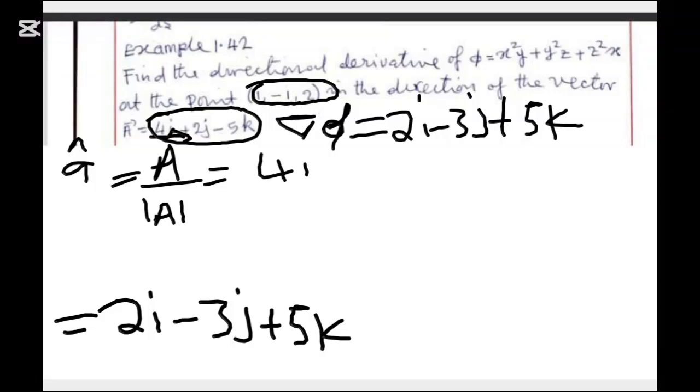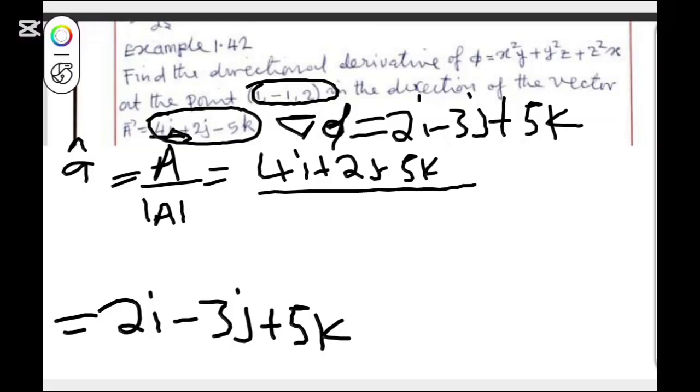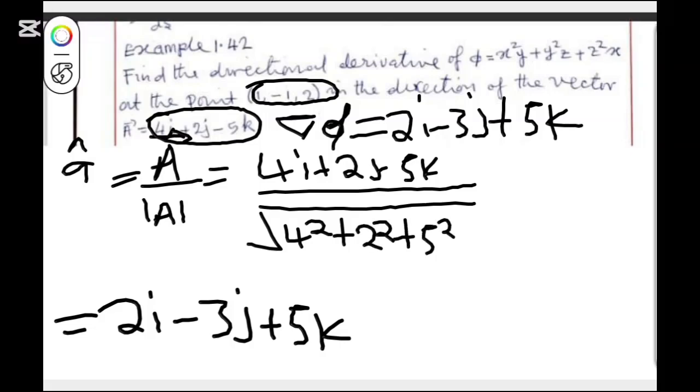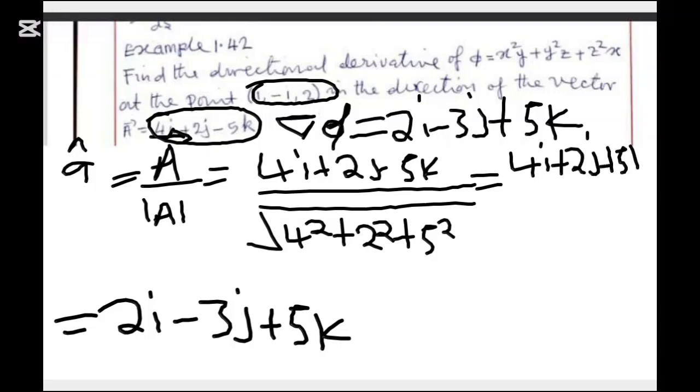So I have to say 4i plus 2j minus 5k all divided by the magnitude of this, which is adding and squaring it all. So I have to say 4 squared plus 2 squared plus 5 squared, 4i plus 2j plus 5k divided by root of 45.